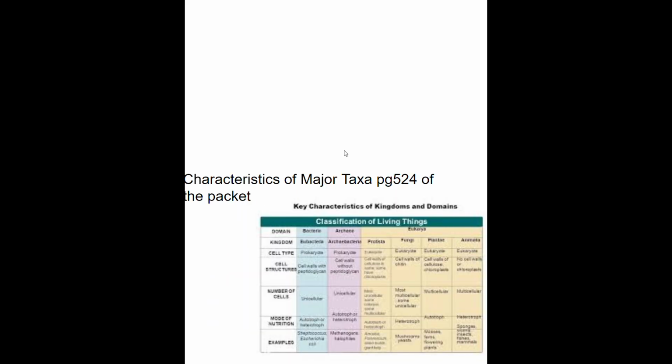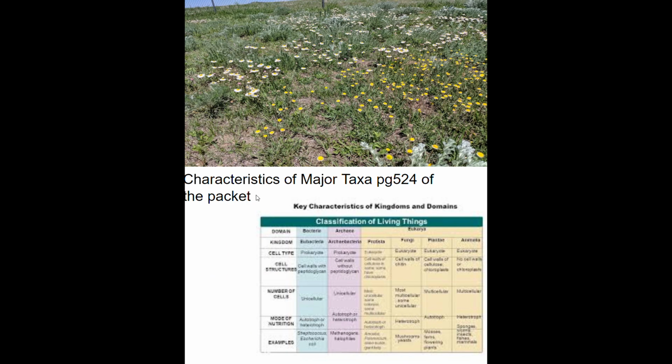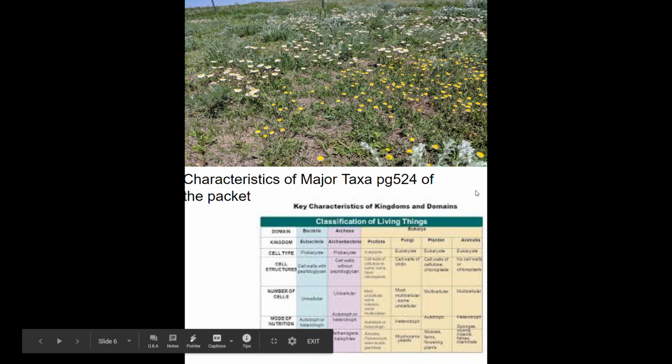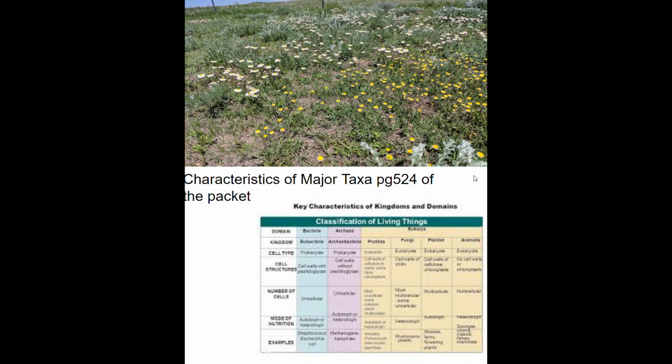Moving forward. Characteristics of major taxa, page 524 of the packet. If you have the packet, if you were here Friday, you should have the packet. 524 is about 4 or 5 pages in. It's at the very bottom, this chart. I know it's fuzzy on here. I'm sorry, guys. There's not a whole lot I can do about that. I did what I could with what I had. The one on the bottom of 524 is much better.